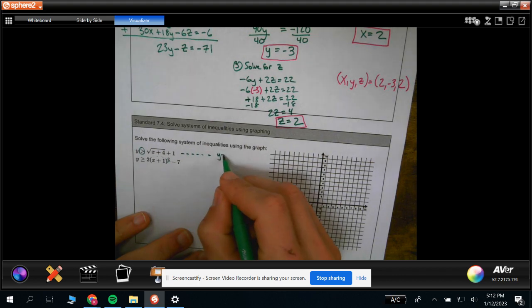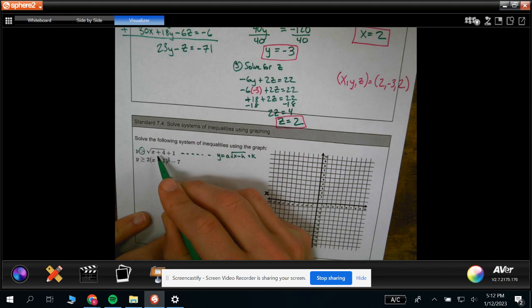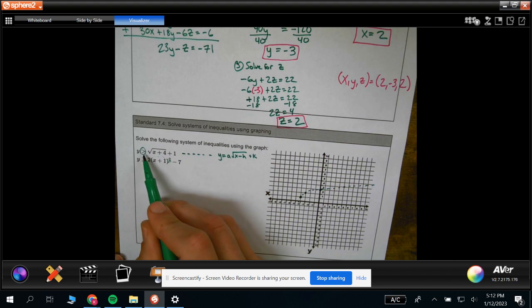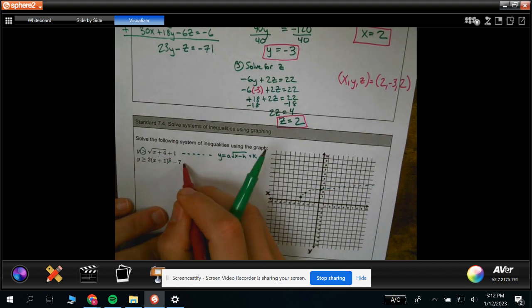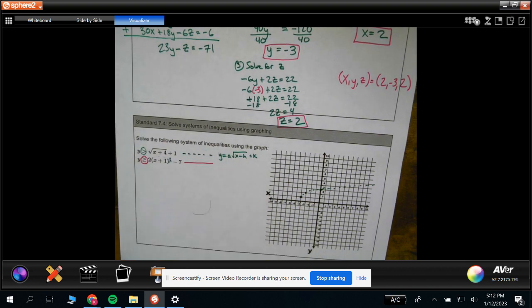Remember your parent functions: square root of x minus h, plus k. This means h is 4 to the left: 1, 2, 3, 4, and up 1. Your growth pattern from there goes over 1, up 1, over 4, up 2, over 9, up 3. Now again, it's a dashed line because it is greater than, not greater than or equal to. For the parabola, it's a solid line because it is greater than or equal to.